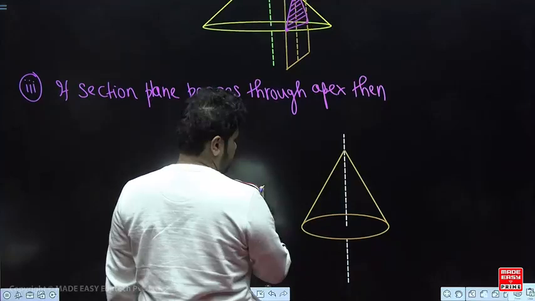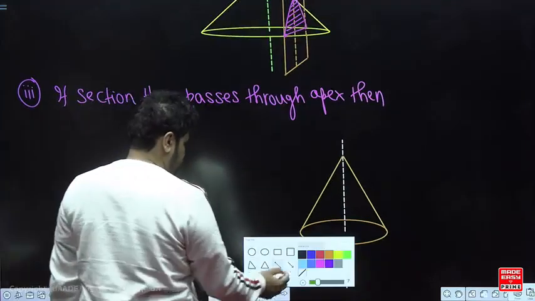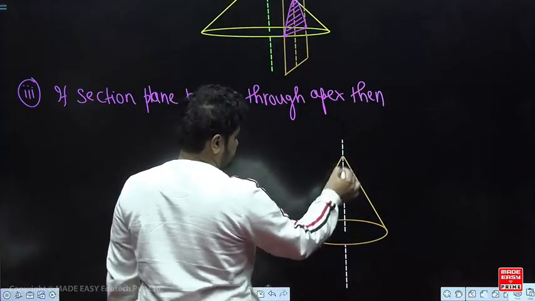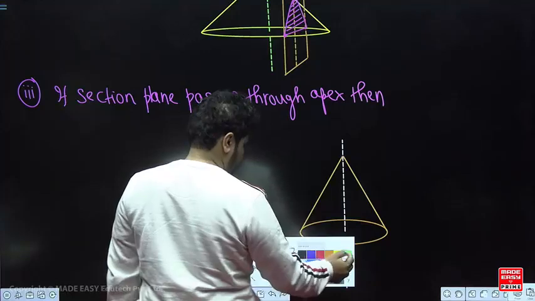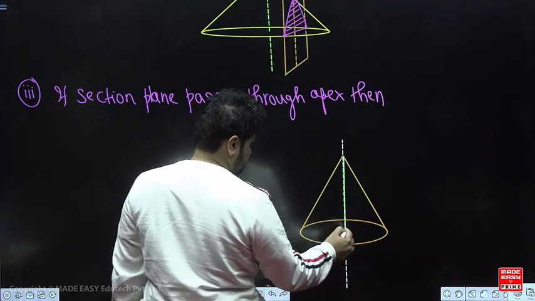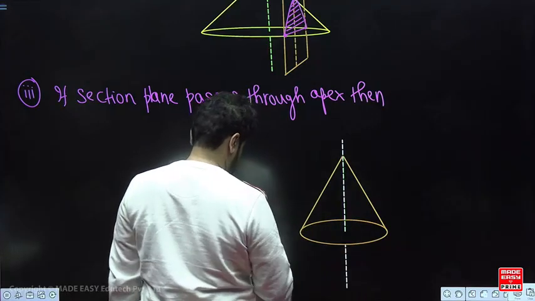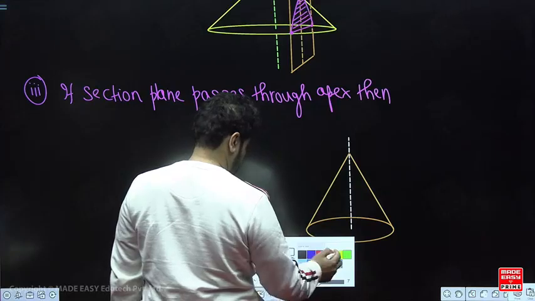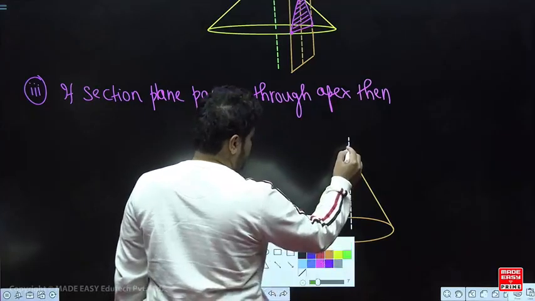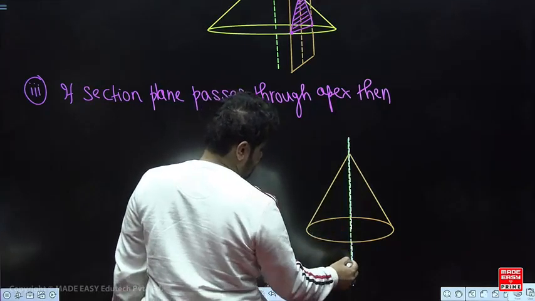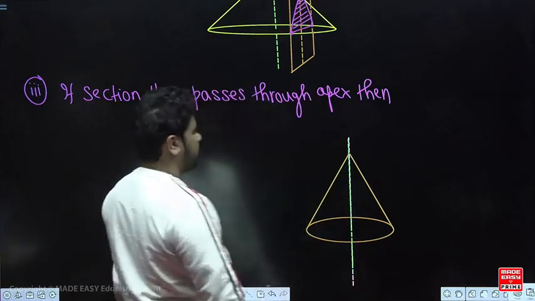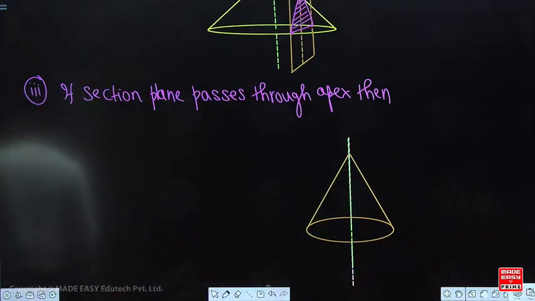So if the section plane passes through the apex, so that means the section plane will be like this. Section plane will be like this. It is passing through the apex. So if the section plane passes through the apex like this, correct. So let us see what is going to happen.